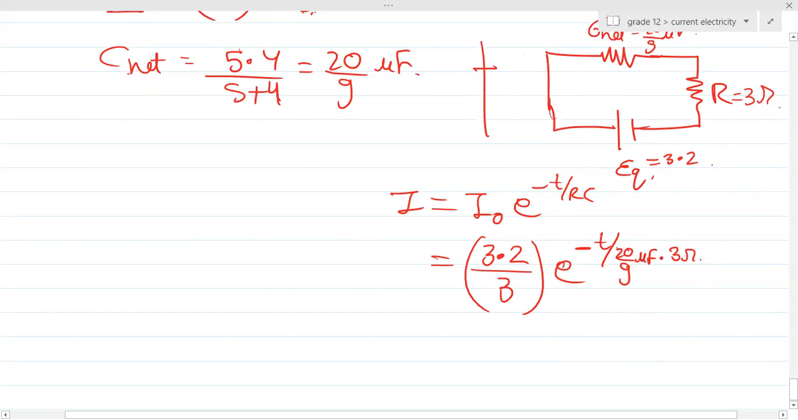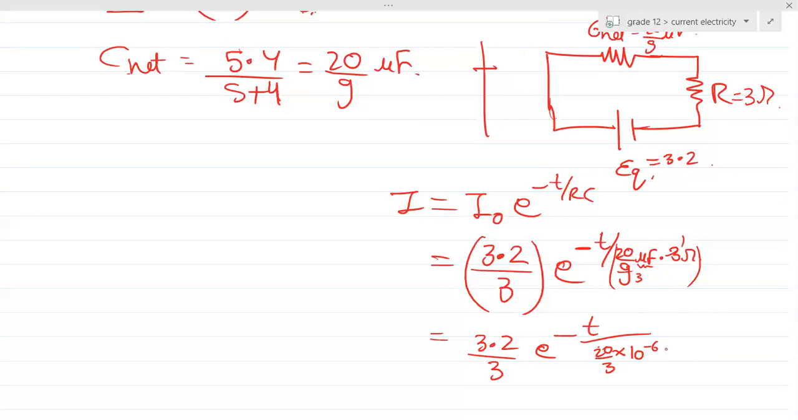So please remember, this will come. Please don't forget to write this micro. This will make a difference. So this will be 1 and this will be 3. So this will be 3.2 divided by 3 into e to the power minus t upon 20 by 3 into 10 to the power minus 6. Okay, 1 2 3 4, fine, guys. This question will be done now.